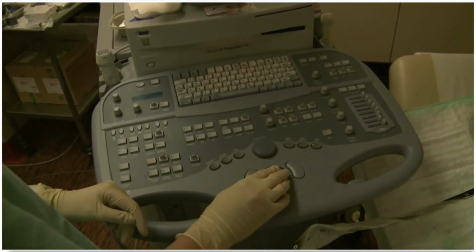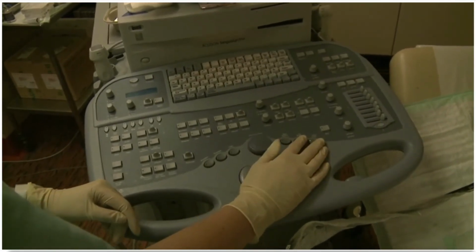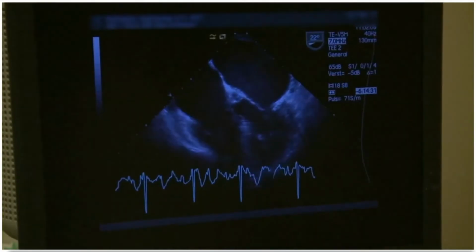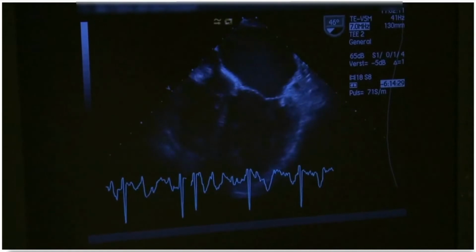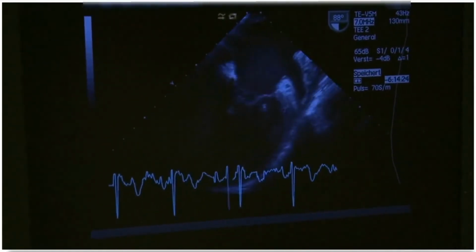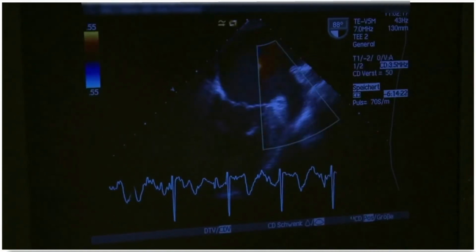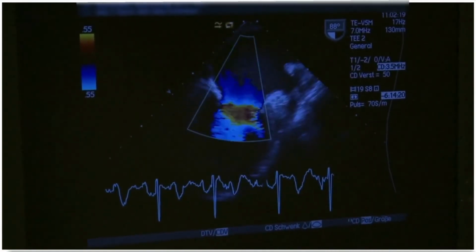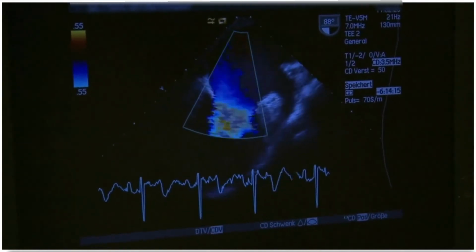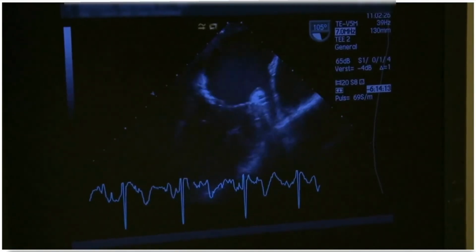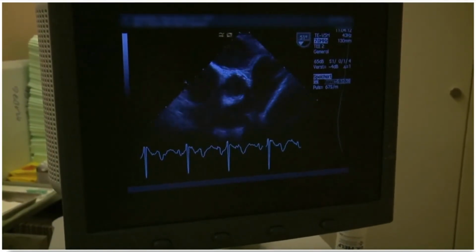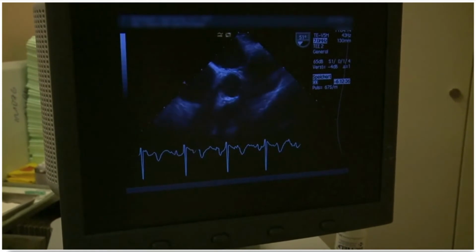Usually we have a second operator who assists in pressing the buttons on the machine, because it's probably not the most hygienic thing to use the fingers that you are holding the probe with to touch the touch panel. So if you have someone aside or together with you doing the exam, that's usually very helpful. Of course, we use all the different modalities necessary. Here you see color Doppler being applied. You see we're rotating the probe and trying to acquire all the necessary views.